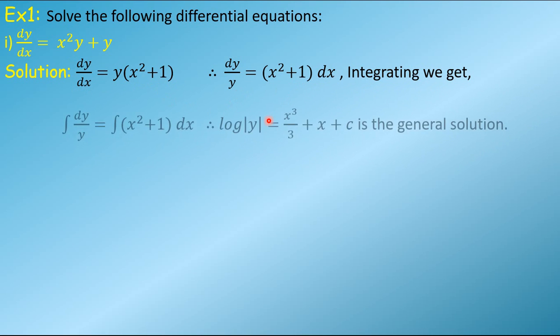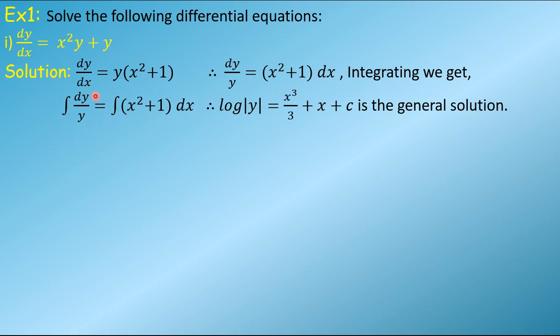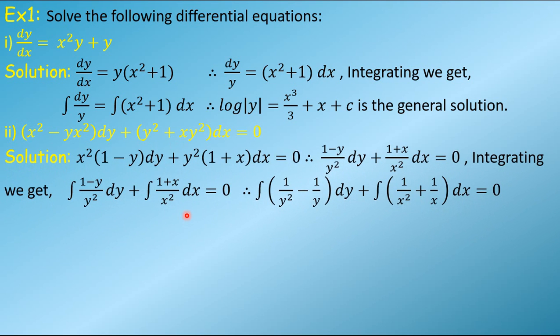Now integrating. On integration, 1 upon y is log mod y, x square integration is x cube by 3, 1 integration is x plus c is the general solution. This is a short question. The second example is like this. I can take x square common, I can take y square common. So this is the format.